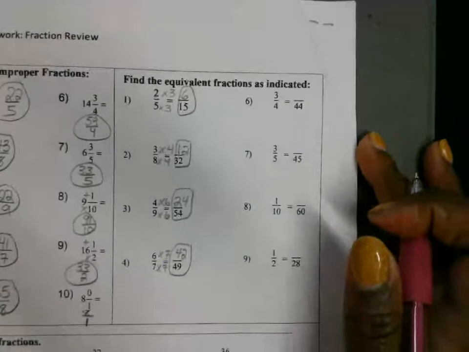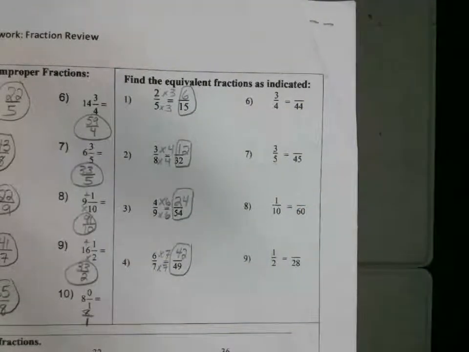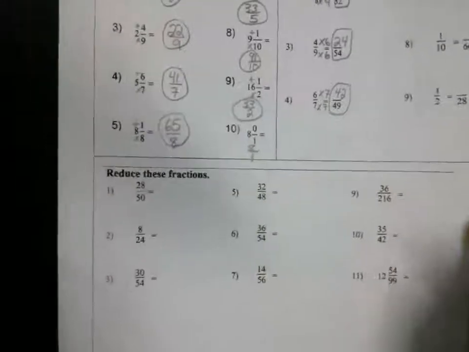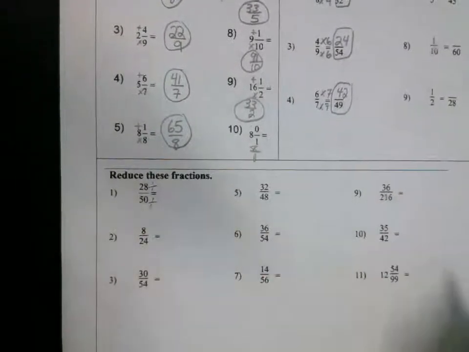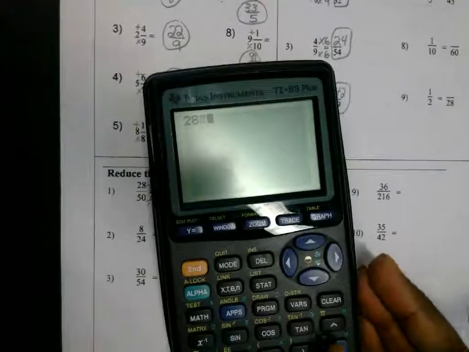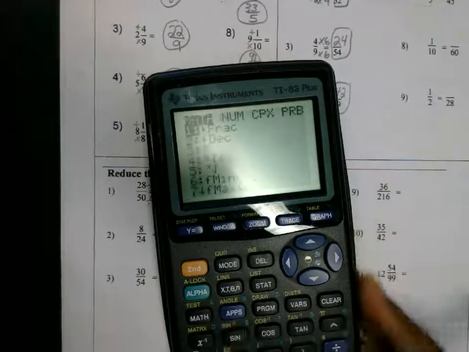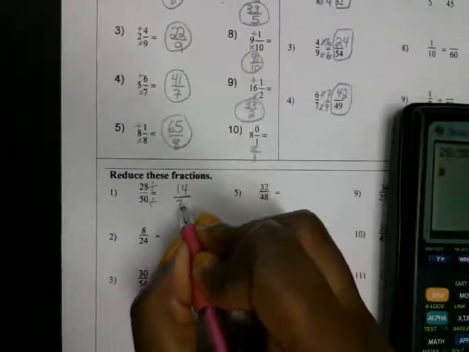See if you can do 6 through 9 on your own, please. All right, let's look at it. The bottom, we're reducing these, okay? So we think, what number can we divide both the top and the bottom by? And another way to do this, y'all, is to do this. Look, 28 divided by 50, math, enter. And that's 14 over 25.